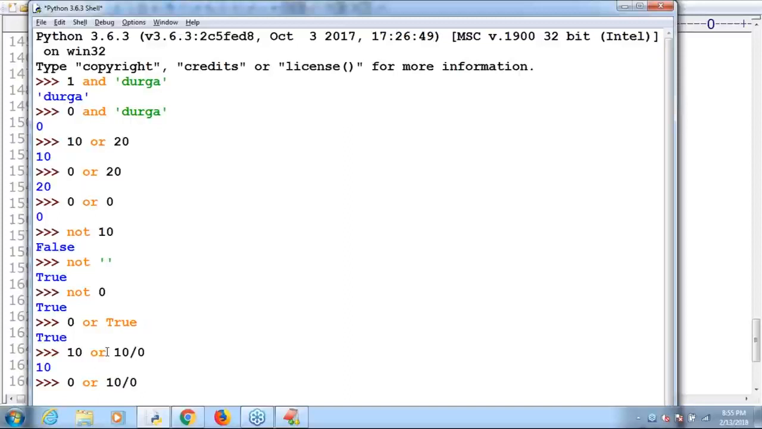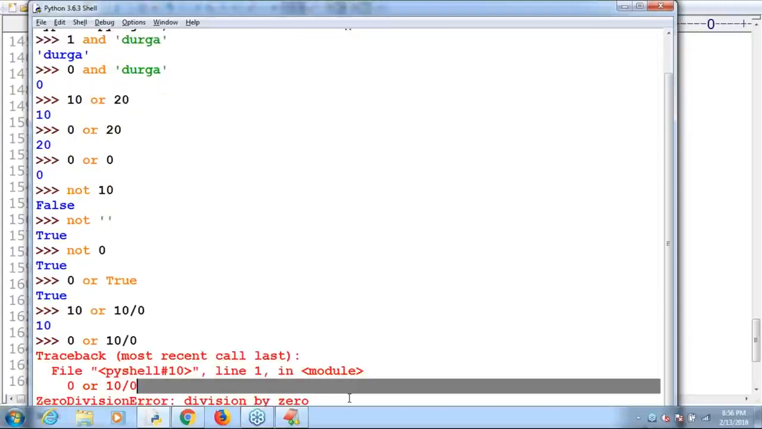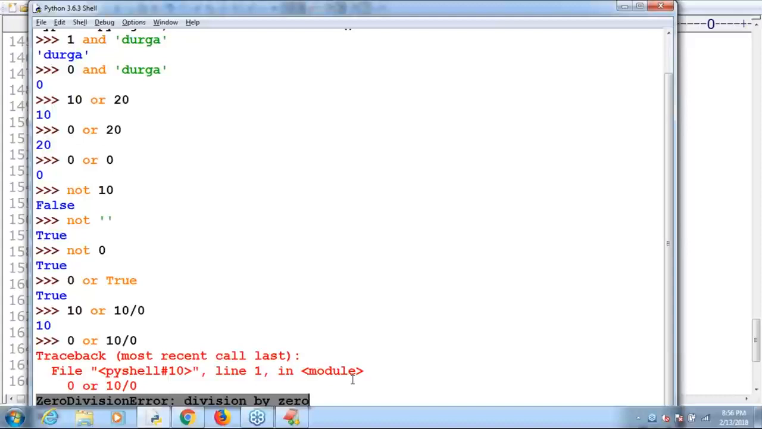0 or 10 by 0. What answer are we going to get now? 0 or 10 by 0. Because the first one is false, the second one I have to consider. But whenever we consider the second one, 10 by 0, what will happen? Have you observed? Zero division error. Everyone can understand, right? Zero division error like this. Okay, that's all.